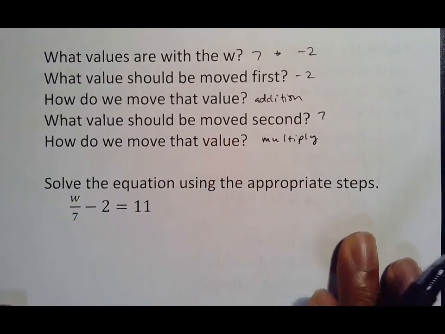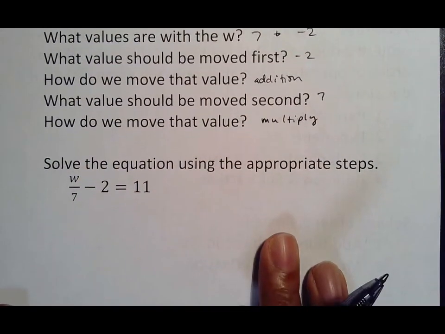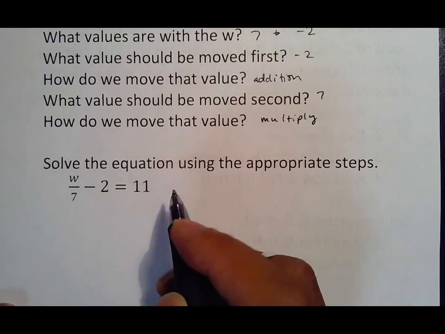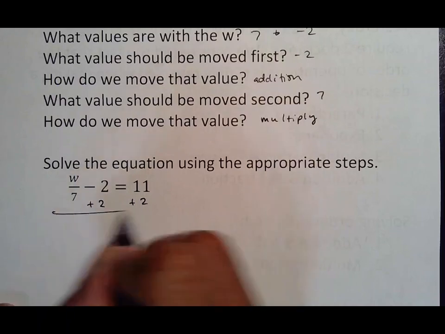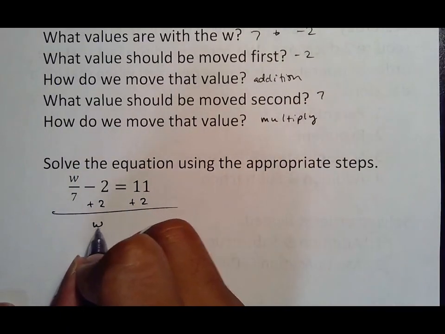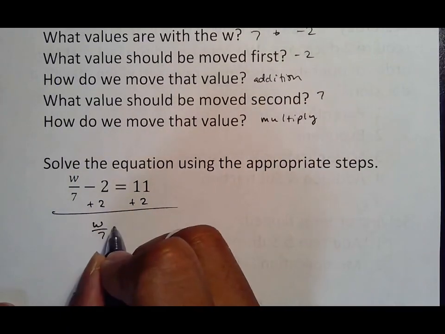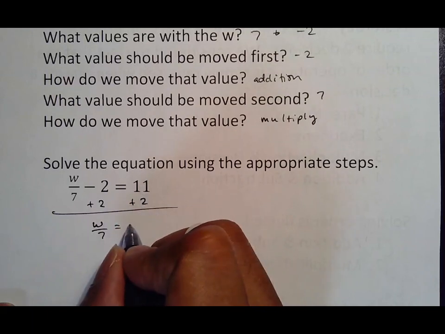So when you go to solve this, this is what you want to copy for your notes here. We know we're going to move the 2 first, so we're going to do +2 +2. Bring down your W over 7. You actually have to type that in. Equals 11 plus 2, which is 13.